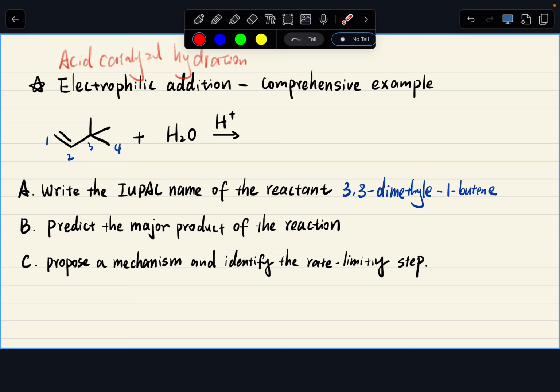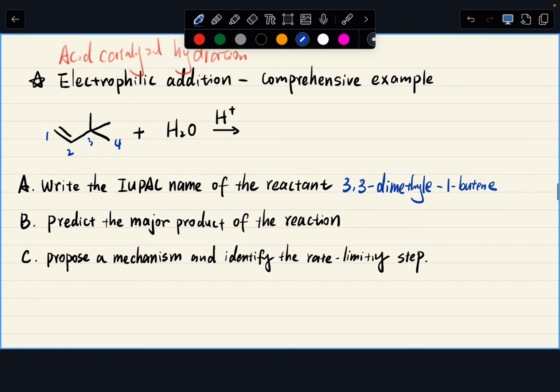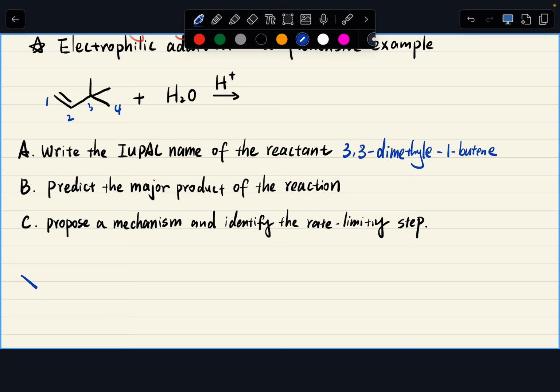So this is one of those questions that may appear early in your exam, but don't jump too fast in predicting the product because it's easy to get it wrong. My suggestion is you write out the mechanism first and then think about what's the major product. So if we look at this reaction here, let's just write out what we have.